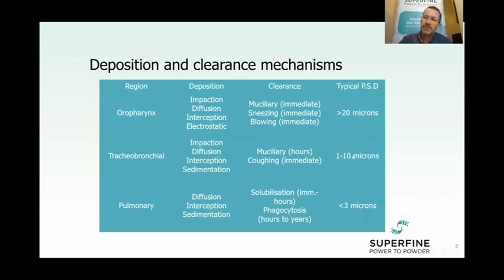If the particles are smaller than 10 microns, then they will start going into the tracheobronchial region and being intercepted or sedimented, which means that they will settle to the bottom. The body has two mechanisms to clear these: coughing, which is immediate, or the mucus that slowly starts to migrate up and takes hours to clear.